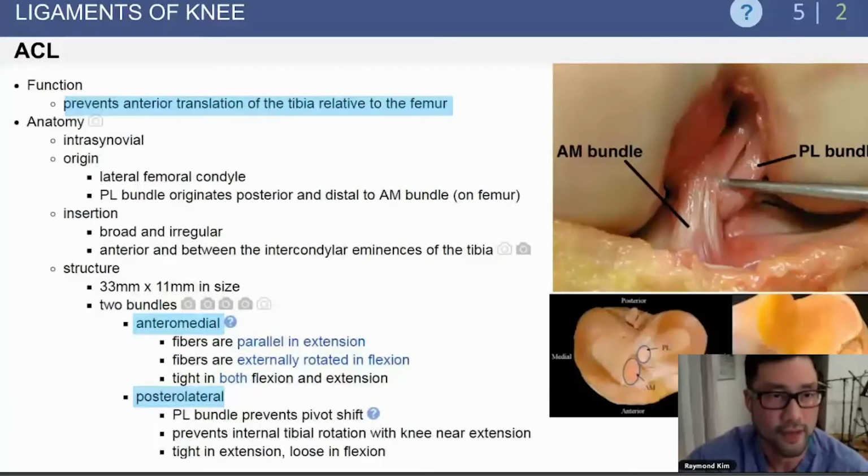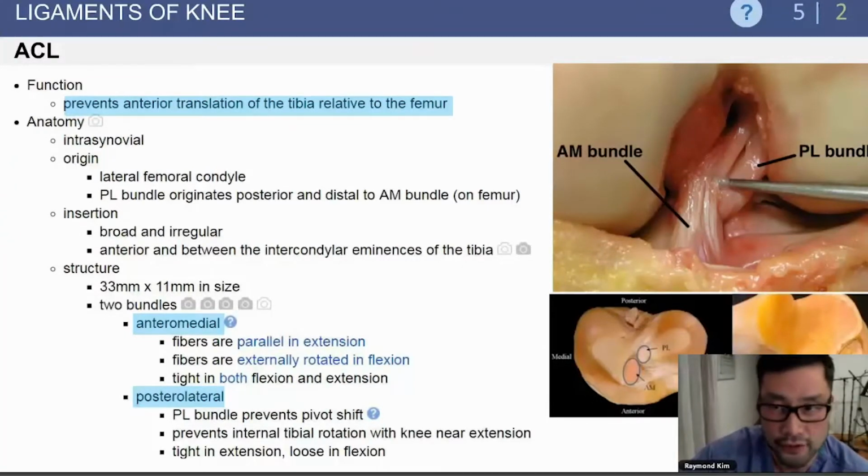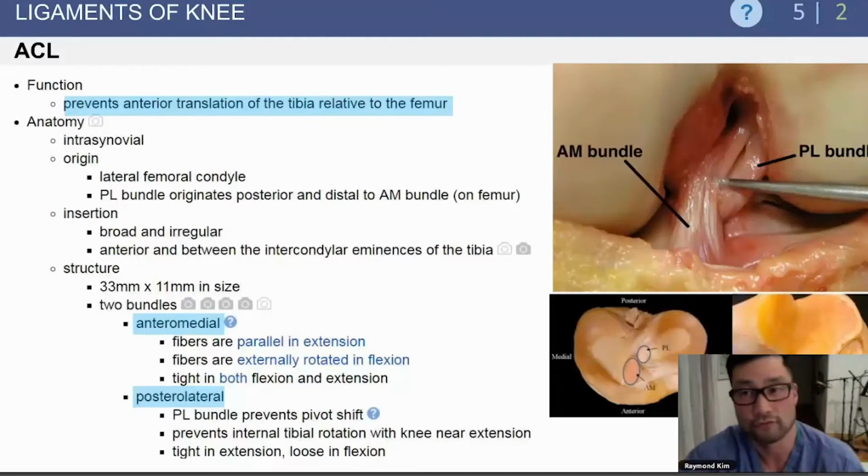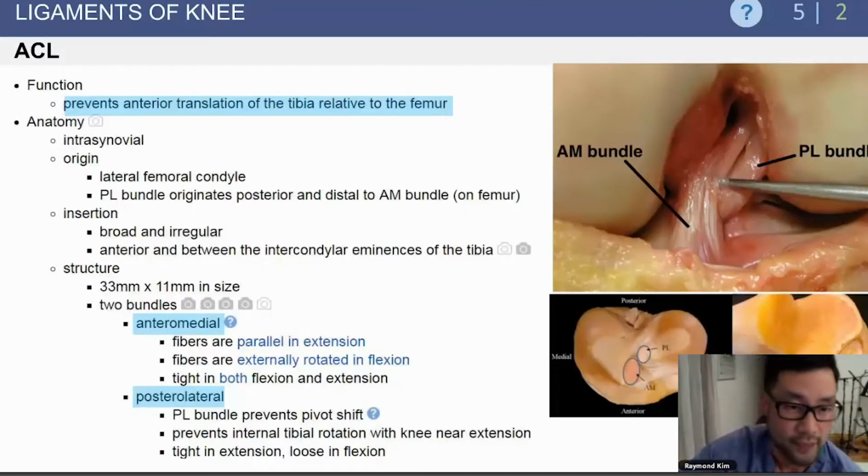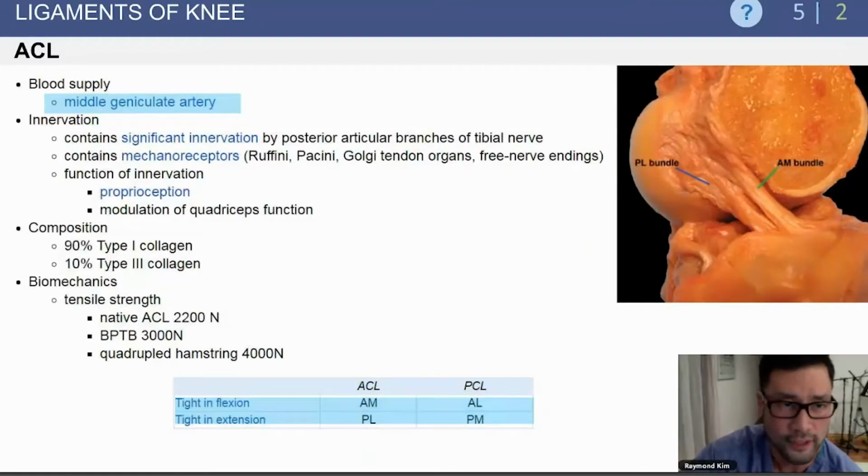So let's talk about the ACL briefly. The function is to prevent the anterior translation of the tibia relative to the femur. As you noticed in the quiz question, there are two bundles, the anteromedial bundle and the posterolateral bundle. The anteromedial bundle is tight in both flexion and extension, and the posterolateral bundle is tight in extension and loose in flexion, and it's also responsible for preventing the pivot shift. The blood supply to the ACL is the middle geniculate artery.